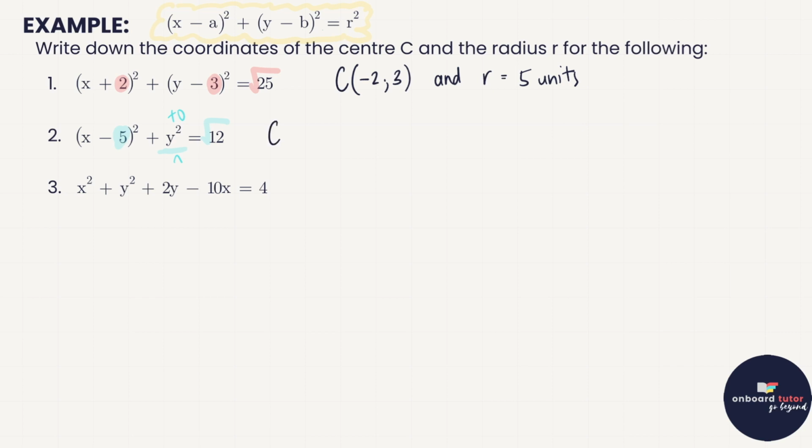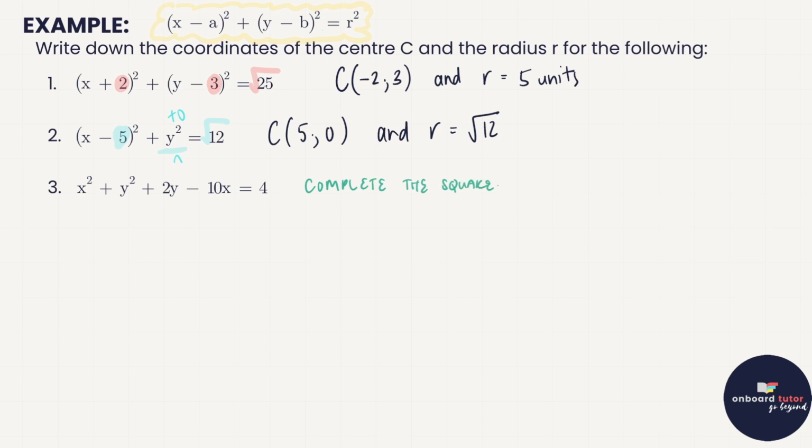So here we can see the center is going to be 5, it's always the opposite sign, and 0, and the radius is equal to the square root of 12 units because this was r squared. Okay, and then finally, this last one here is just a big fat mess. It's not in the right format. And so we need to go back to our knowledge that we gained in grade 11, and we need to complete the square.